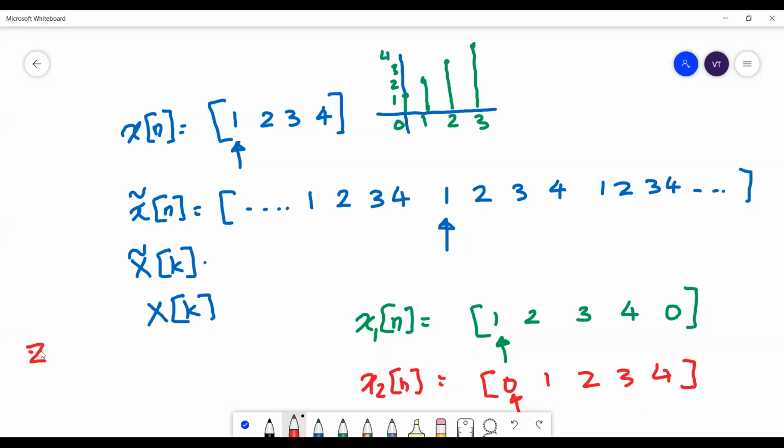This is very important. 0 padding. So 0 padding does not change the information content of the signal. Now, if I put a 0 at the beginning, what does it mean? What does it indicate?